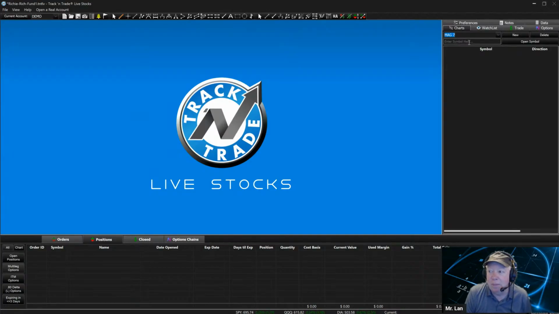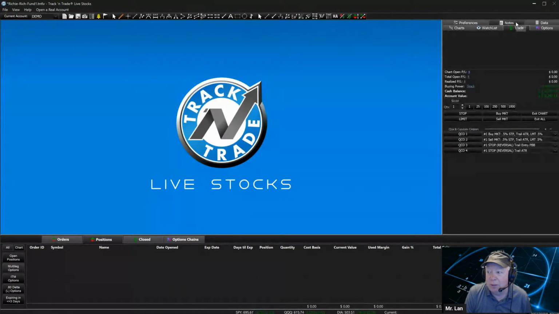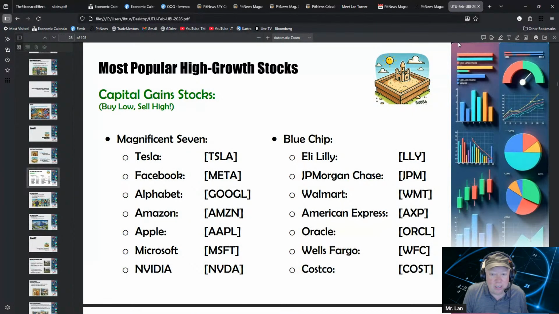So you can see I have the control panel here on the right hand side, and this gives me all the tabs up at the top. These are my preferences, my notes, my data, my options, my trading tab, so I can have my trades in here, all kinds of stuff. But we're on charts right now, and we're just going to add the charts from the Magnificent 7 list. And of course, that's Tesla, Meta, Google, Amazon, Apple, Microsoft, and NVIDIA.